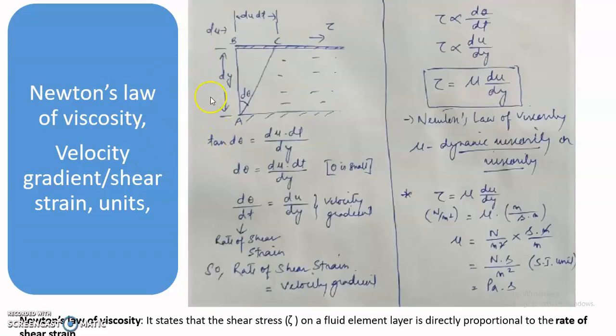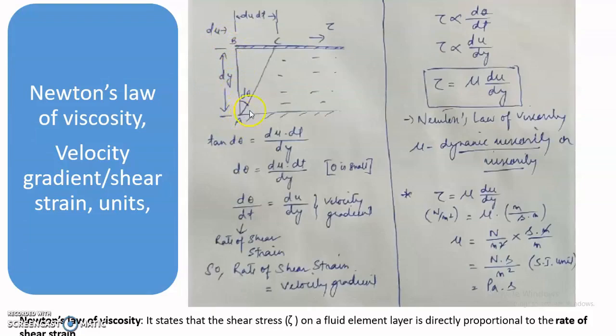See here, I've drawn a simple diagram. This is for a particular time interval. Suppose we consider a small time interval dt, and also we have dy as an elemental height or elemental depth, and du, let's say, is the velocity of the small element at a particular layer. And let's say this line AB is the initial position of the particle.